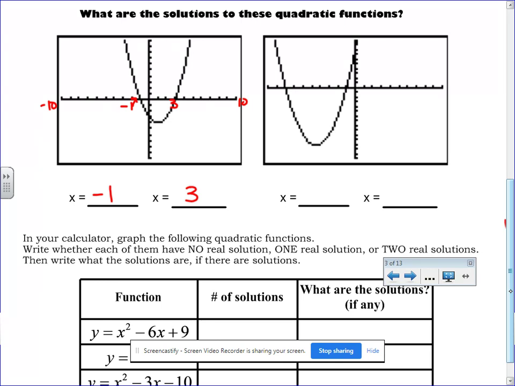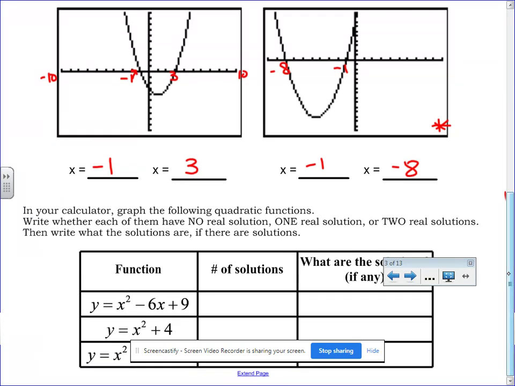So in this one right here, if you start from the origin, you have a solution at negative 1, and then 2, 3, 4, 5, 6, 7, 8. So negative 1 and negative 8. And you can write negative 8, negative 1. It doesn't really matter. Again, it's just where it crosses.